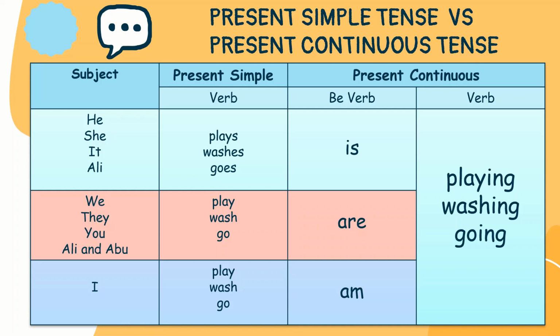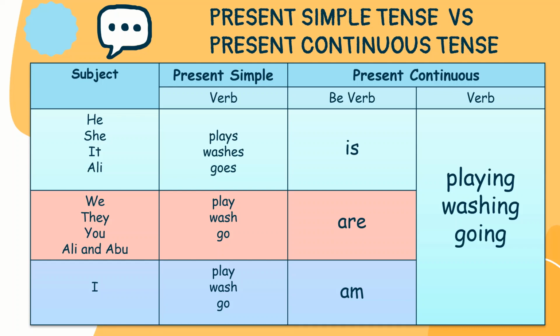Kita tak tambah apa-apa kepada verb untuk we, they, you, Ali and Abu. So we play, they wash, you go, Ali and Abu play. And number 3, I follows the second group, so we do not add anything to the verb. So it's the same thing, I play, I wash, I go.